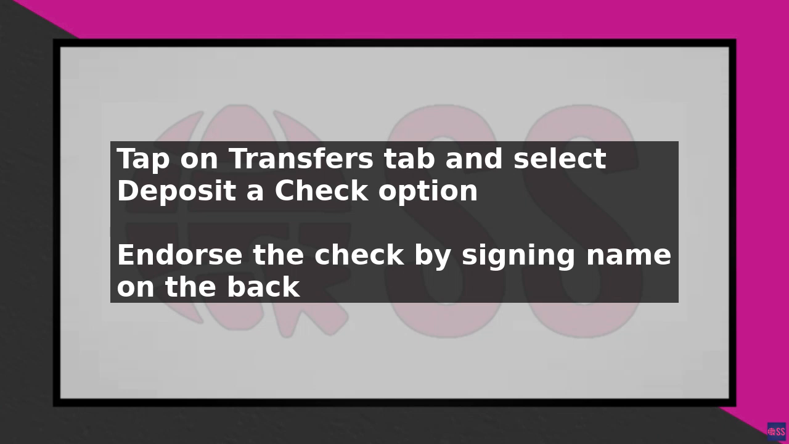Once you have endorsed the check, go back to the Fidelity Mobile app and select the account you want to deposit the check into. You can choose from a list of eligible accounts, including brokerage, retirement, and bank accounts.